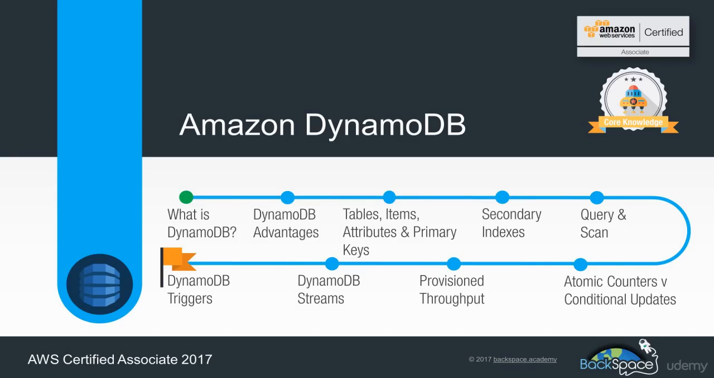So in this lesson I'm going to run through Amazon DynamoDB and look at the DynamoDB components being tables, items, attributes and primary keys. We'll then look at secondary indexes. We'll look at queries and scan operations and the difference between the two. We'll look at the ways in which we can update data, and we'll look at provisioned throughput and DynamoDB streams and DynamoDB triggers.